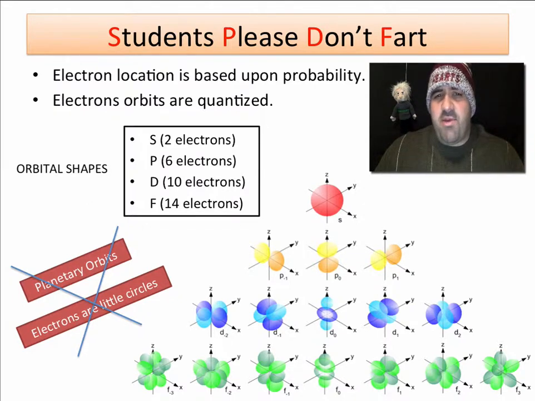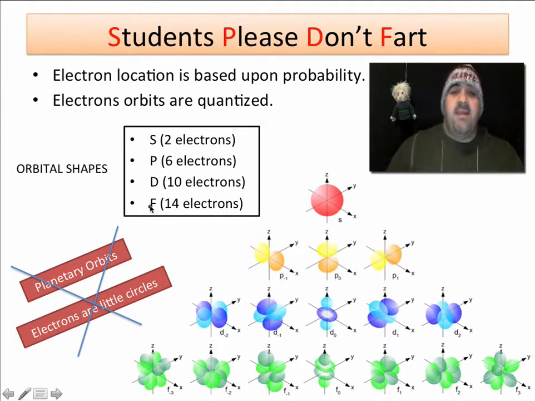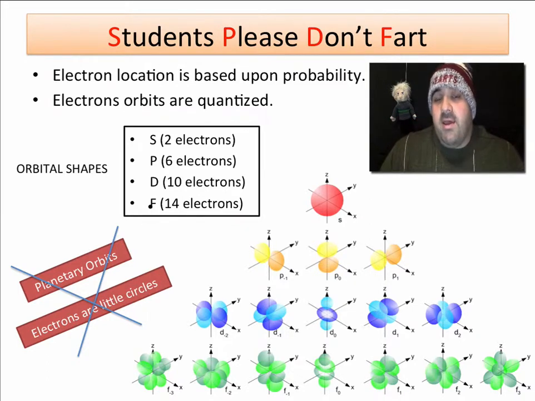The idea of planetary orbits is sort of commonplace, but it's completely incorrect. Electrons do not orbit the nucleus like planets. Electrons are actually going to exist in specific regions inside an atom, and it's probability based. There's no guarantee an electron will be here, but there are 4 orbital shapes called SPDF. We remember that by the saying you see on the top of the screen: Students, please don't fart.